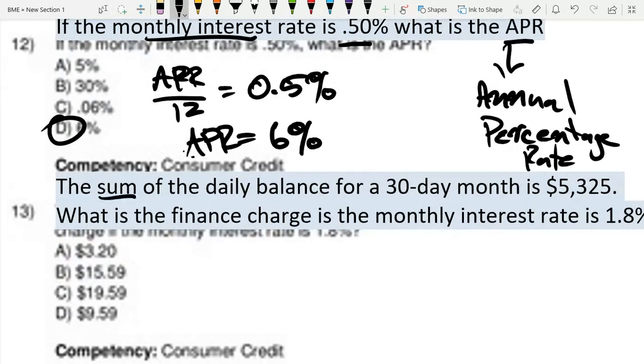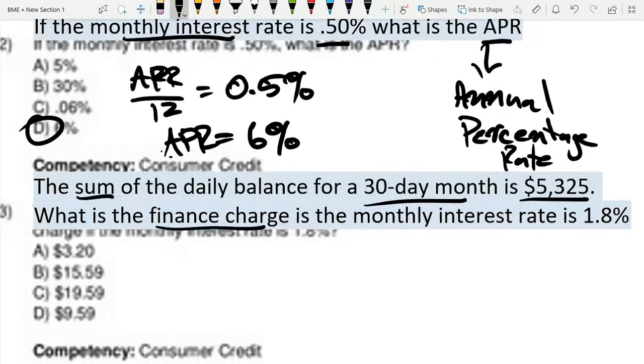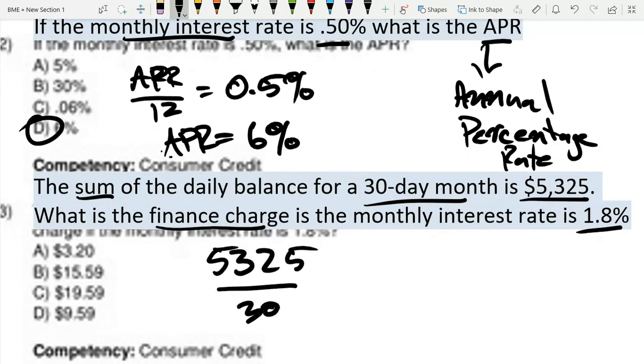The sum of the daily balance for a 30-day month is $5,325. What is the finance charge if the monthly interest rate is 1.8%? To solve this, you would use something called the average daily balance method. So I would take 5,325 divided by 30, and then times our interest rate, which is 0.018. 5,325 over 30 should be 177.5, and times 0.018 should give us just about $3.2.